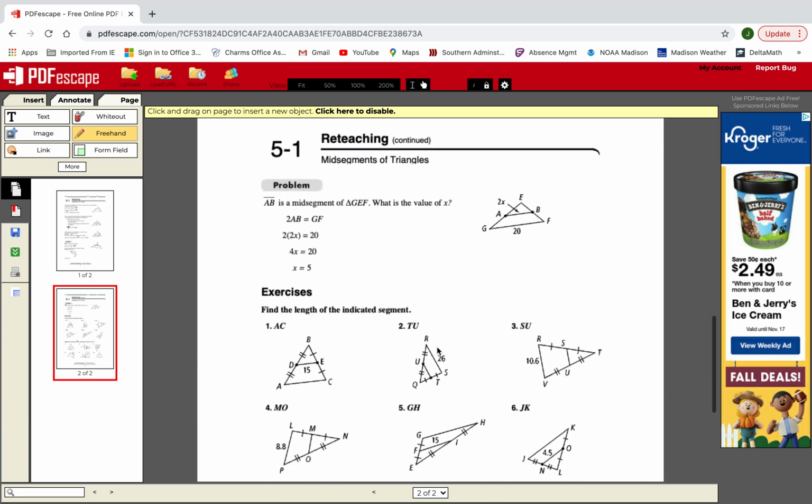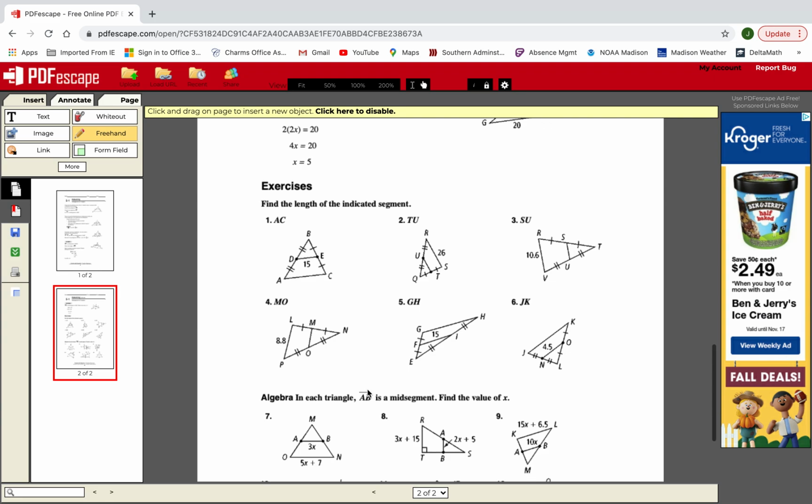Okay? Another problem here tells you that AB is the midsegment of triangle GEF. A midsegment is half the measure of the side that it is parallel to, which means that AB is half of 20, which means that AB is 10. So you could simply set 2x equal to 10 and then divide by 2 and get 5. Here is another algebraic version of how to work that one. So let's look at these problems down here.